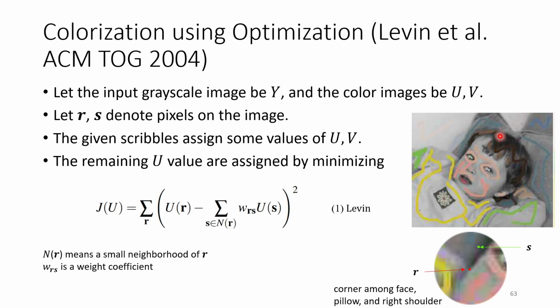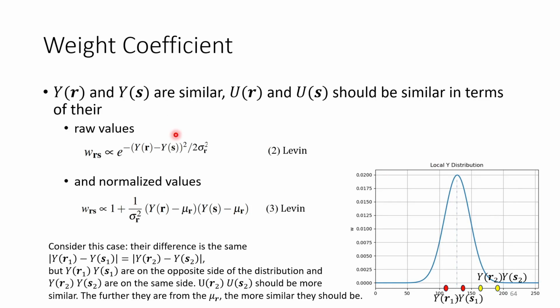So the color on the hair should be similar. The Y value here is very small, and on the skin the Y value is relatively large. So the colors of two pixels, one on the hair and another on the skin, should be different, and therefore their weight should be relatively small. If the difference between the Y values is large, the weight should be small. It makes sense.